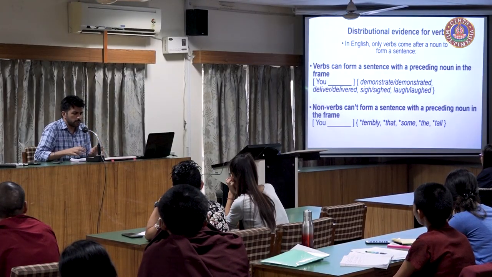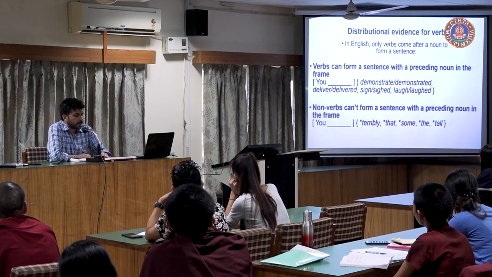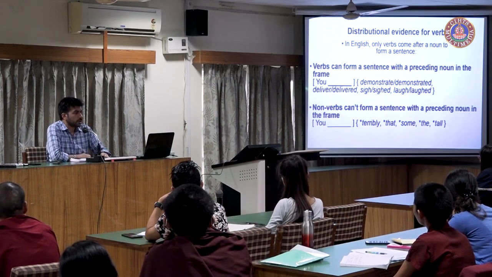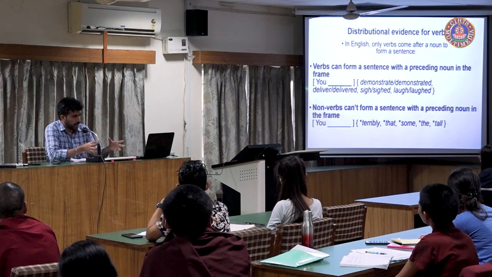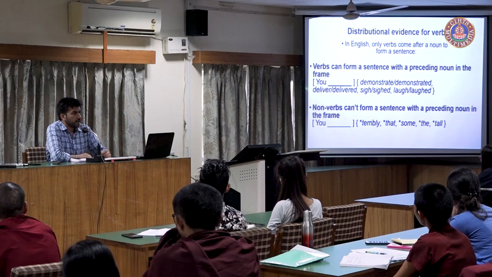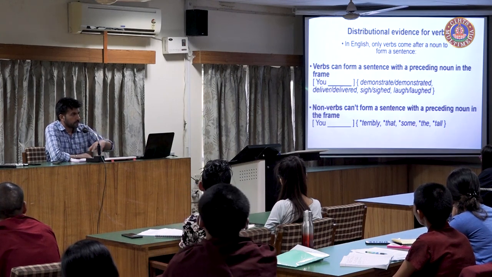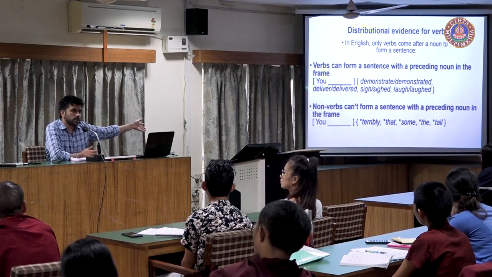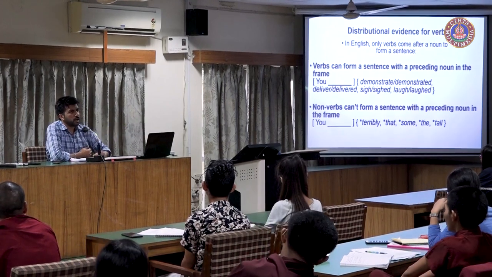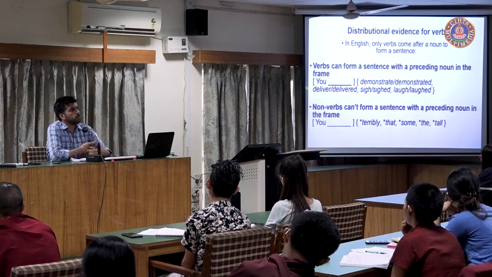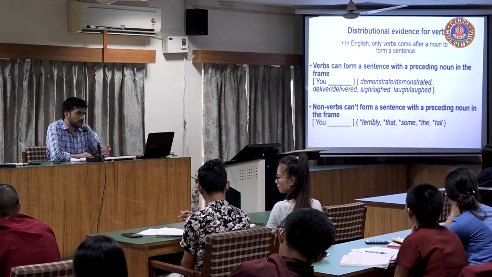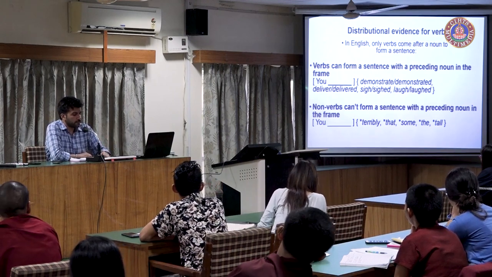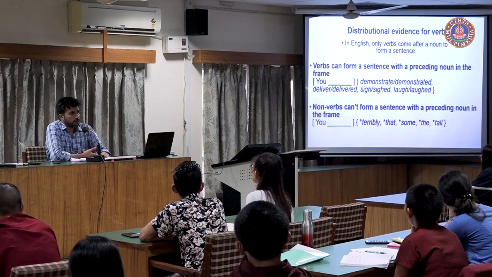As far as distribution, it means the position of the unit in the sentence. Where is it? In English, because it comes after the subject, only verbs come after a noun to form a sentence. So again, you have a frame. Verbs can form a sentence with a noun before them. So, for example, in this sentence, the word is you. Is the word you a noun? It's a pronoun, but pronouns are also nouns, in place of nouns, of course. So you, and if a word can come here with that ed construction, if a verb can come here, then it's a meaningful phrase.